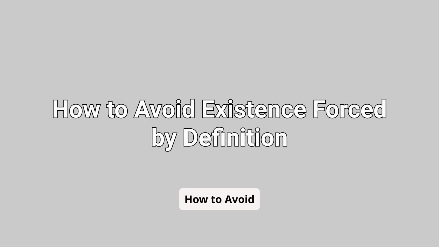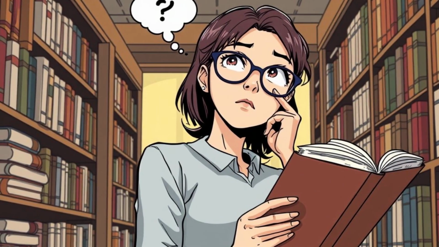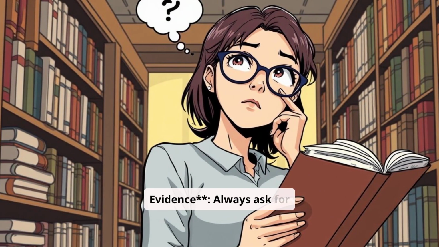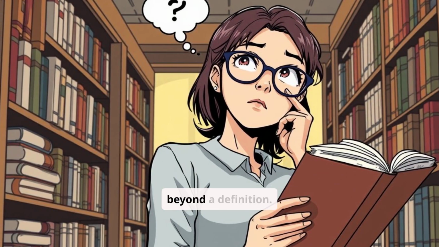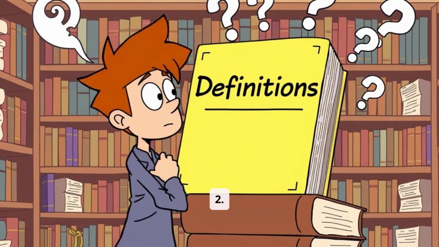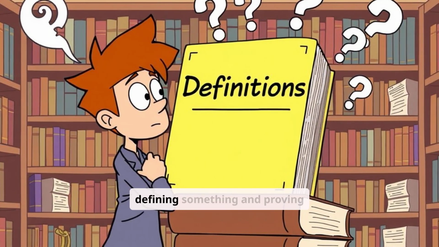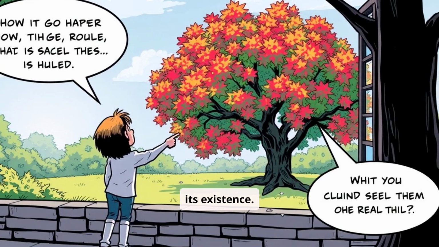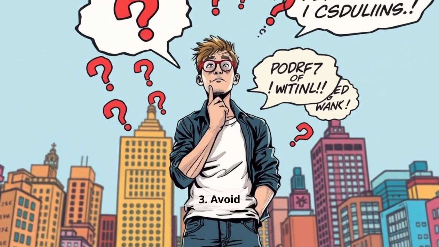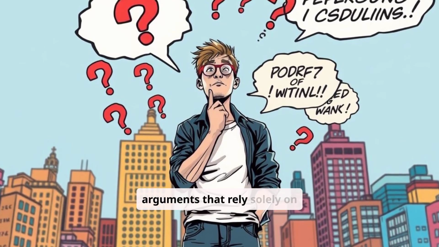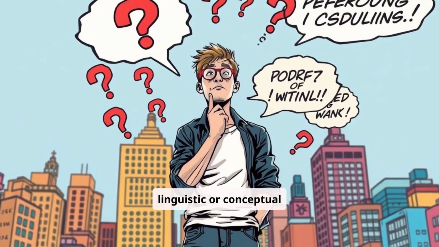How to avoid existence forced by definition. 1. Demand evidence. Always ask for empirical or logical evidence beyond a definition. 2. Separate concept from reality. Understand the difference between defining something and proving its existence. 3. Avoid assumptions. Be wary of arguments that rely solely on linguistic or conceptual tricks.